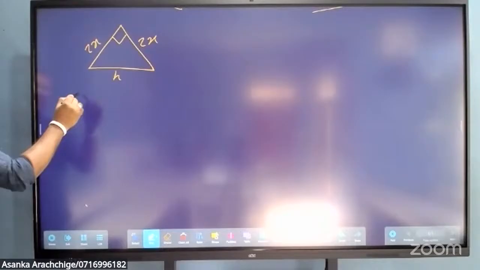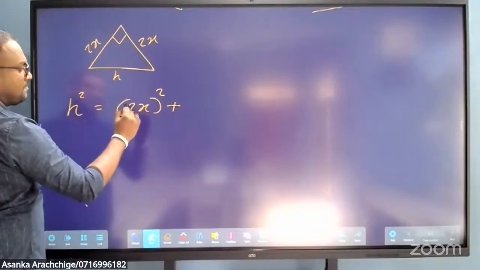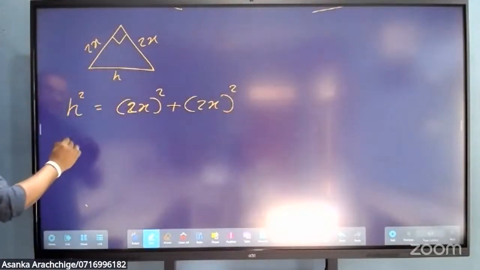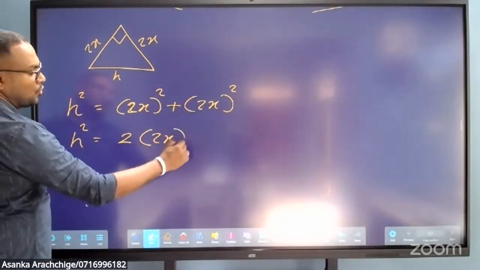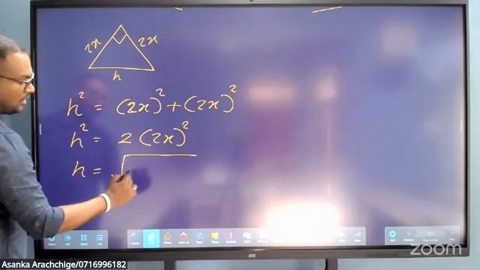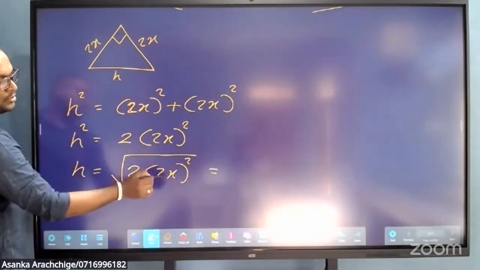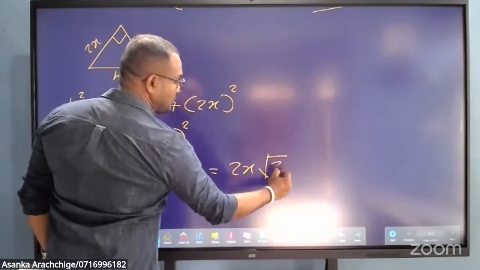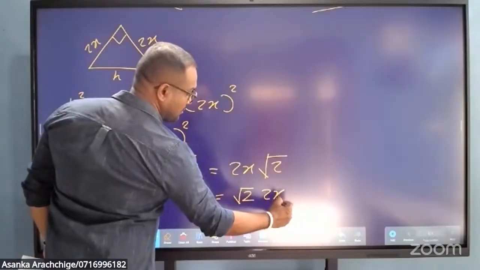Each side is 2x. h squared is equal to 2x squared plus 2x squared, which means 2 times 2x squared. Therefore, h must be square root of 2 times 2x squared. Square root of 2x squared is 2x. Square root of 2 is square root of 2. That is square root of 2 times 2x.